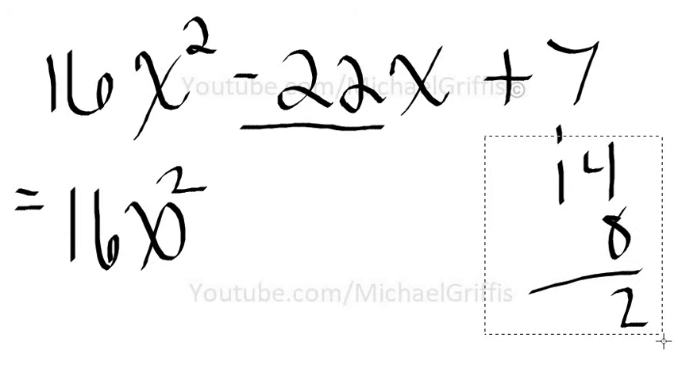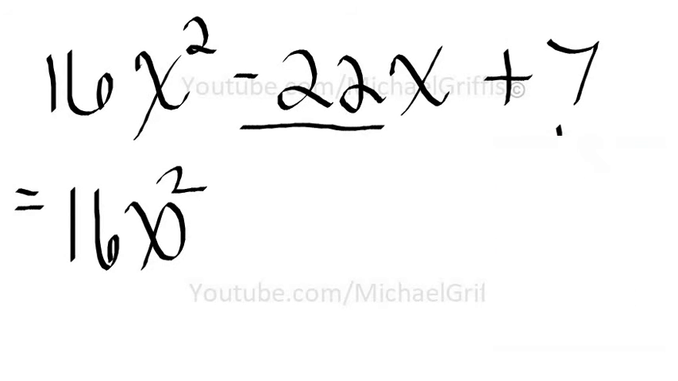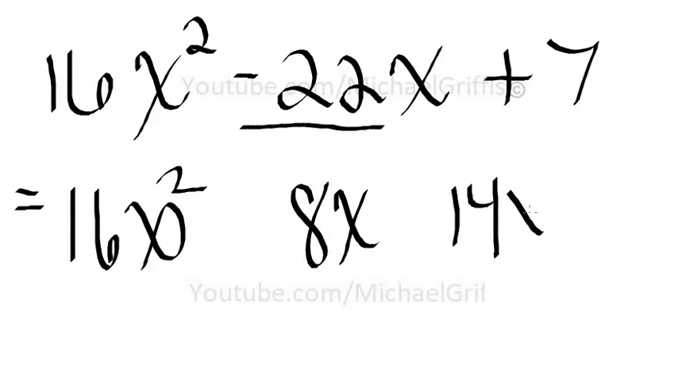I've worked so much of this stuff that you get what's called an intuition. What did I say? 8 and 14. Yeah, 8 and 14. So it's minus 8x minus 14x plus 7.